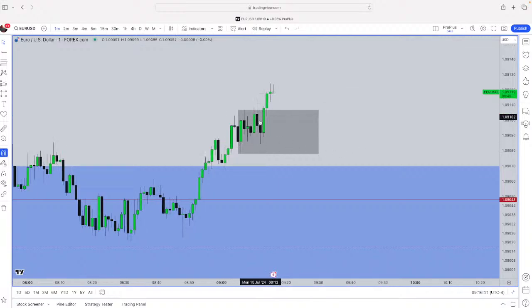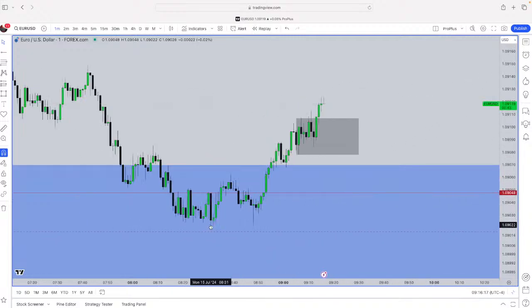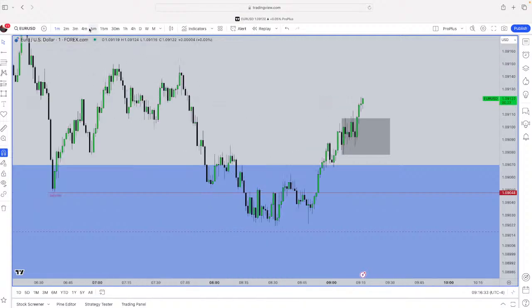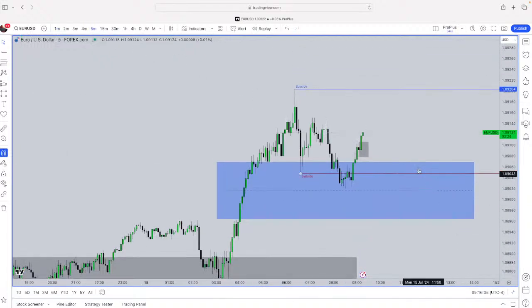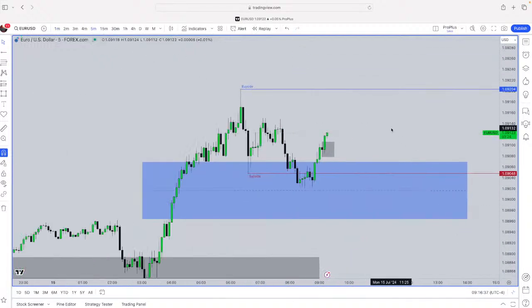Low, high, low, high, high, breaker, fair value gap. Just looks really choppy for me. I prefer something like this, like a nice couple of moves. First partials would be these equal highs here.